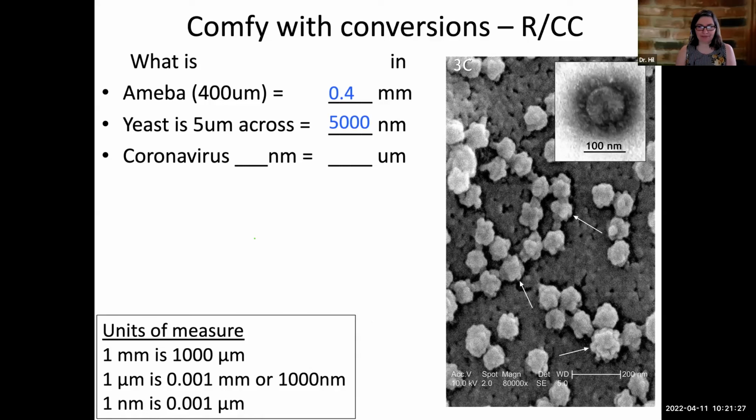That's right. The width of that coronavirus in nanometers is about 100, right? And it just so happens that the scale bar is the same size as the virus. It doesn't always work that way. We'll talk about how to do conversions from a scale bar, but this one's nice and easy. So what is that in micrometers?